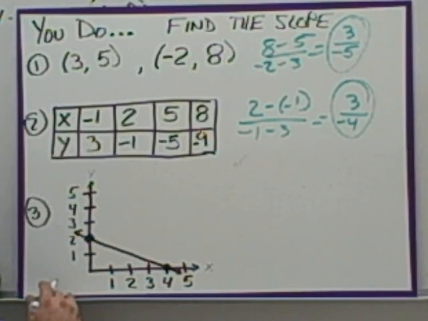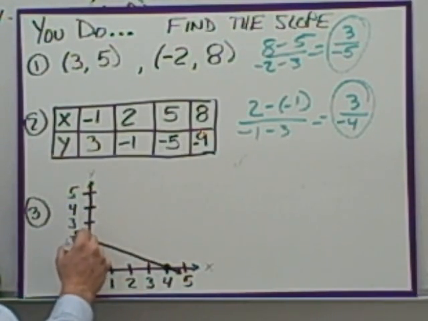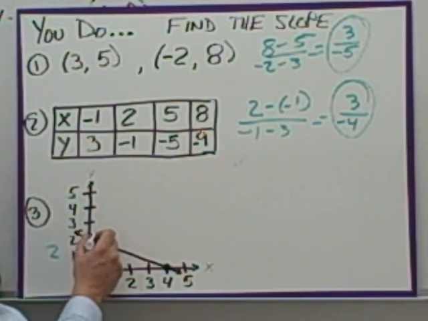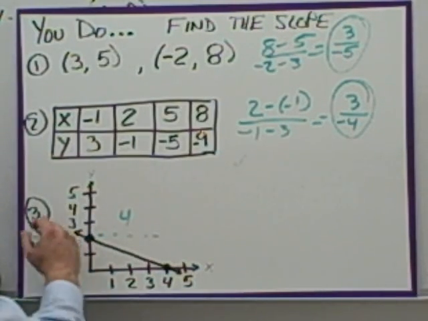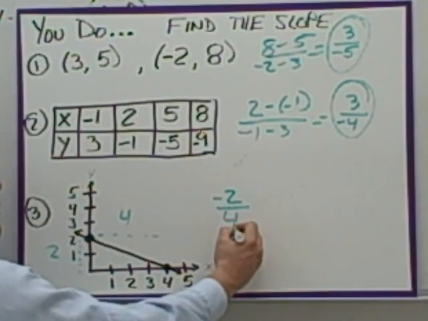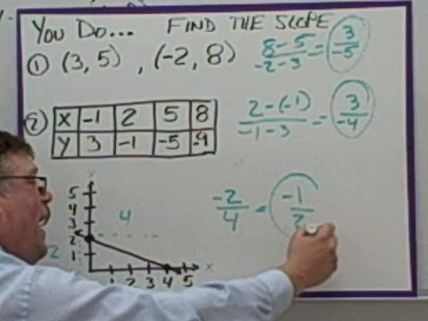Over here, I can work with rise over run. Going from this point to this point, I actually have to go down 2, and I have to go over 4. So the rise would be a negative 2, and the run would be a positive 4. That can be reduced to negative 1/2.